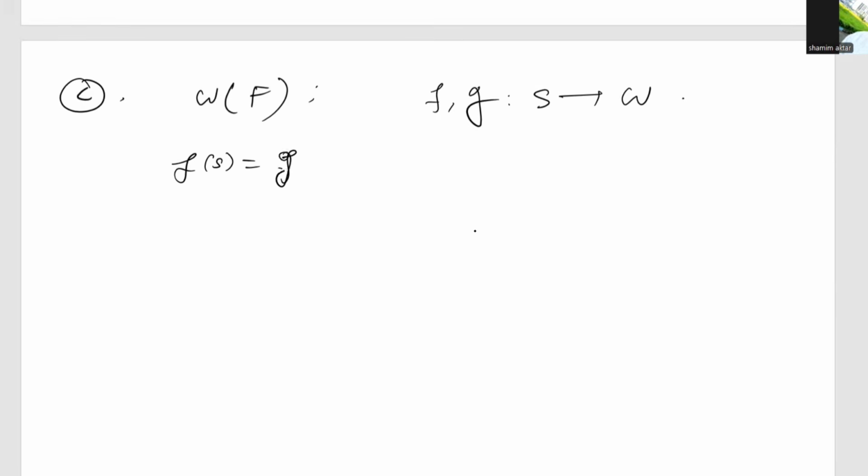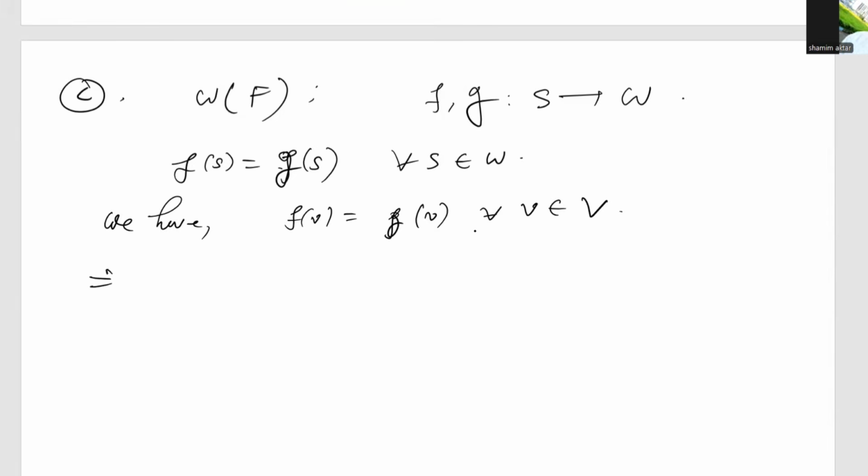Option C, given W is a vector space and also any two linear maps f and g from V to W with f of s equal to g of s for all s belonging to S. Then we have f of v equal to g of v for all v belonging to V. So this implies S is linearly independent. So this is true or false? Now check.